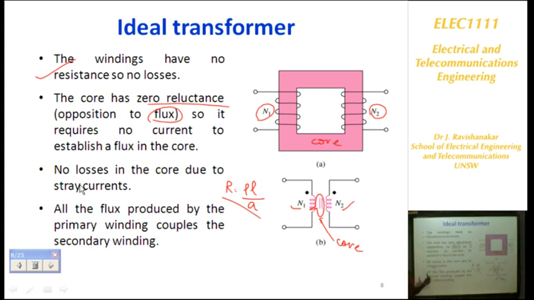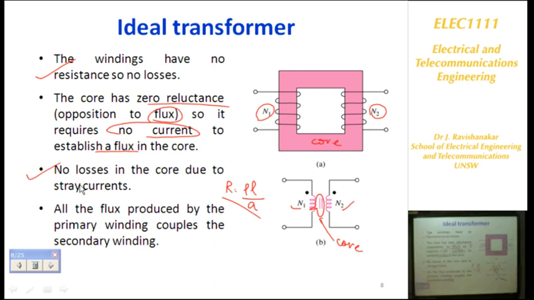That means it allows all the flux to pass through it. The core will not oppose the flux flowing through it. And therefore, to establish the flux in the core, we don't require any current at all. That means the core does not draw any current to produce the necessary flux, to allow the necessary flux to pass through. Next one is, there is no loss in the core due to stray currents.